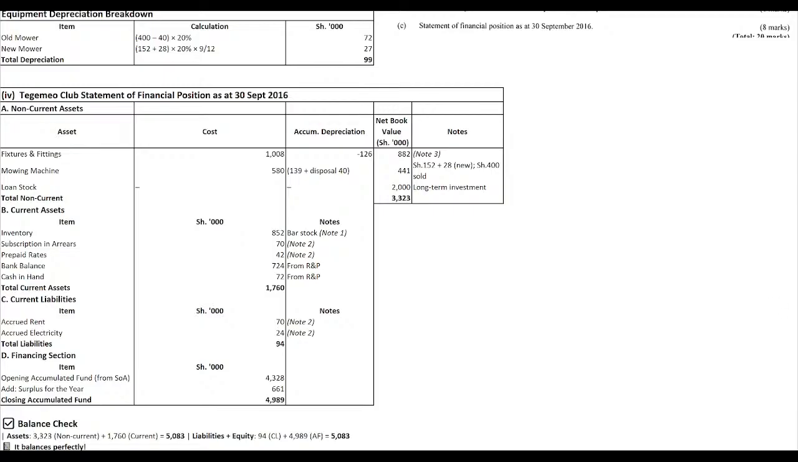So that is what we are supposed to do for this non-profit or not for profit organizations, for Tegemeo Club.